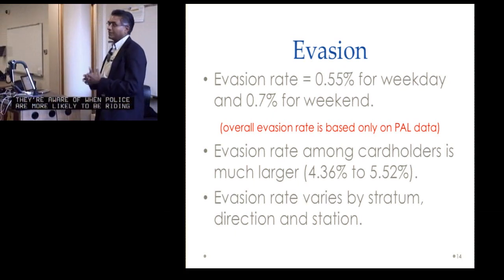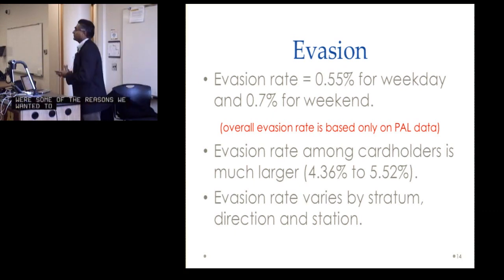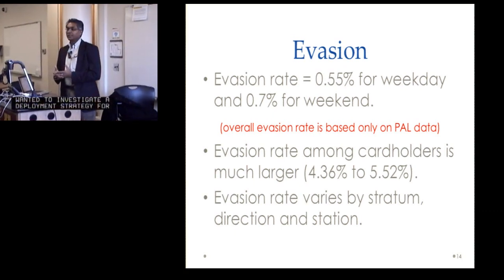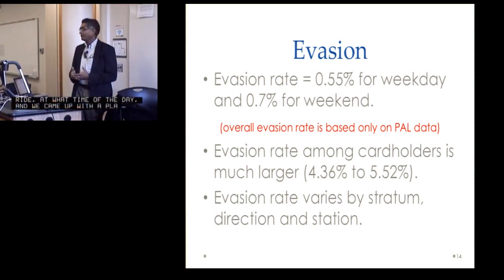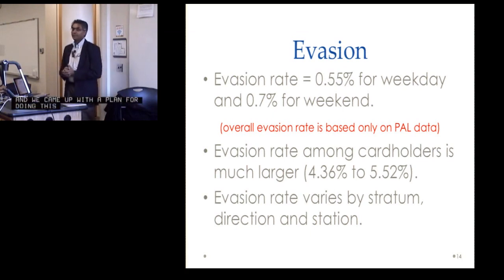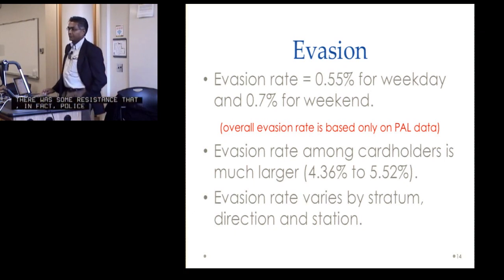And so those were some of the reasons we wanted to investigate a deployment strategy for policemen, when they should go out, which trains they should ride, at what time of the day. And we came up with a plan for doing this, but it wasn't adopted. So we stopped doing that in the middle of our project. There was some resistance that, in fact, police wanted to maintain their schedules at that time. And I think there's a lot that can be gained by carefully optimizing schedules of the policemen as to when they go out and what they check.